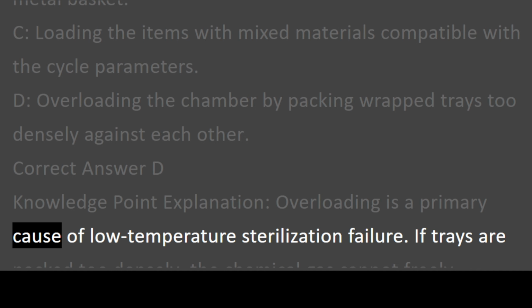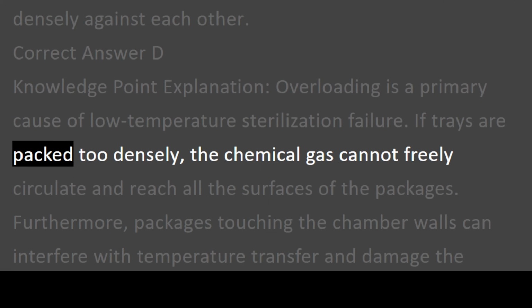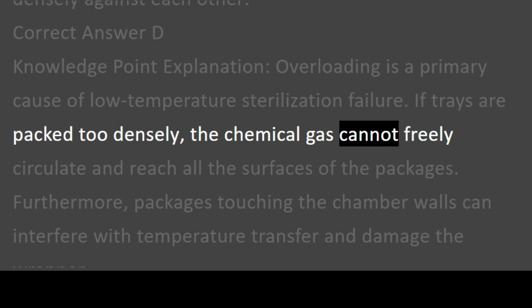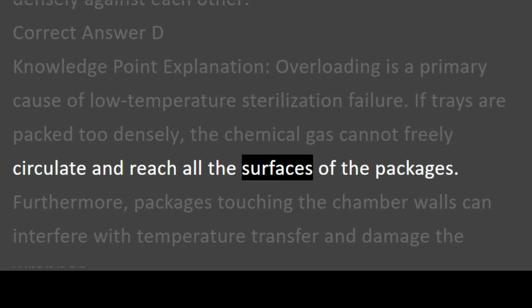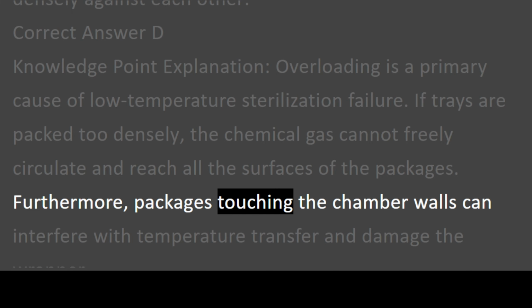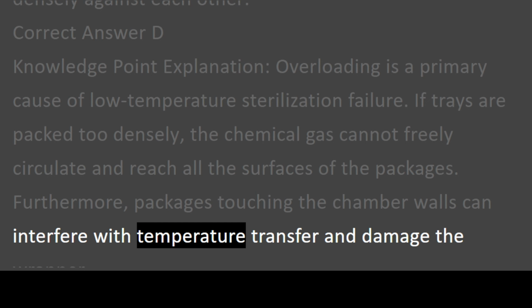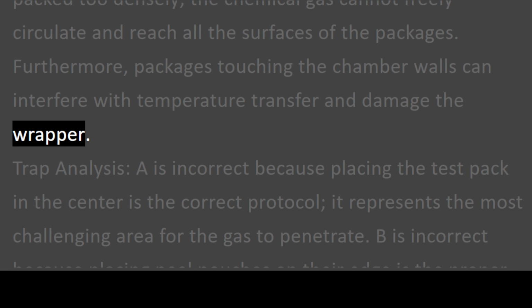Overloading is a primary cause of low-temperature sterilization failure. If trays are packed too densely, the chemical gas cannot freely circulate and reach all the surfaces of the packages. Furthermore, packages touching the chamber walls can interfere with temperature transfer and damage the wrapper.